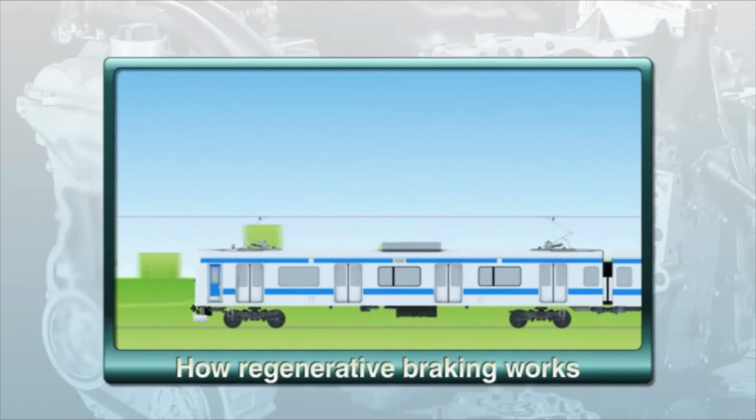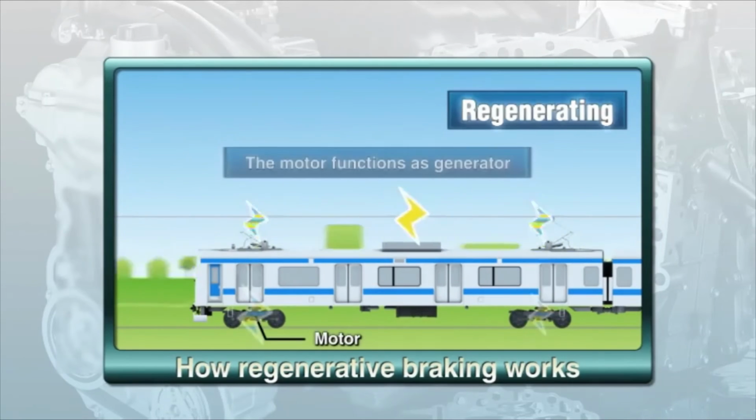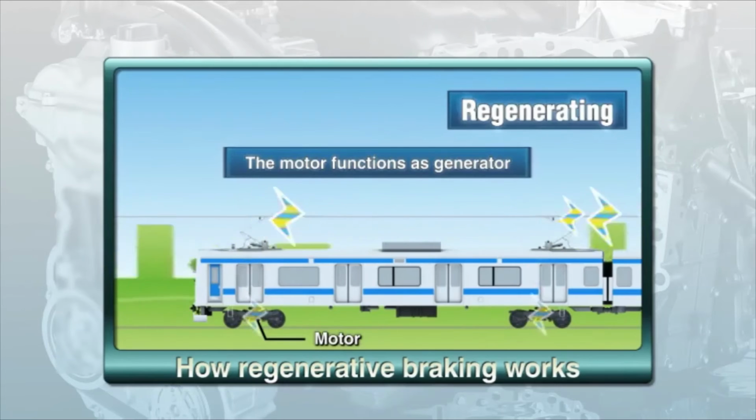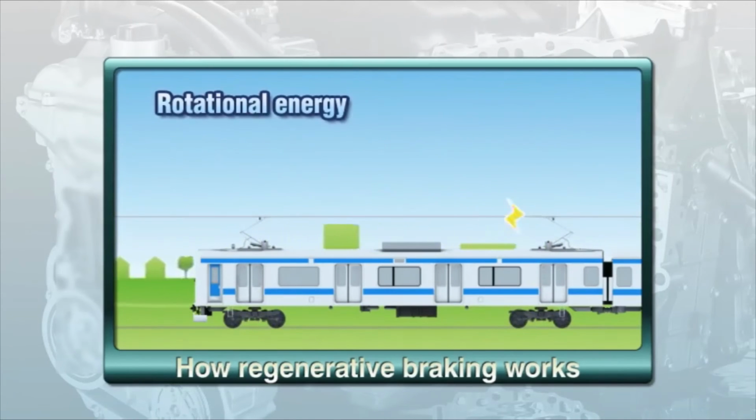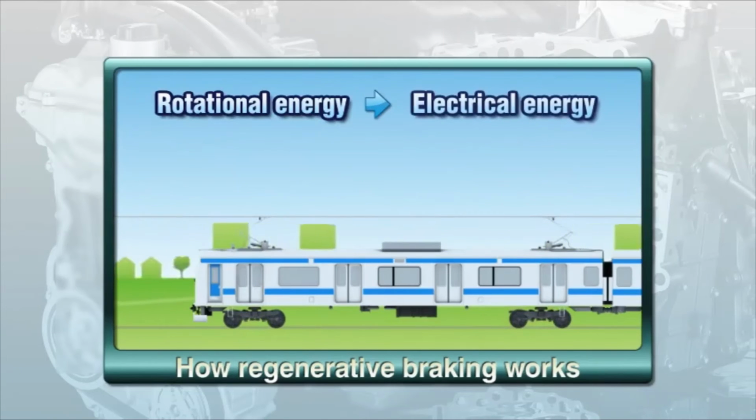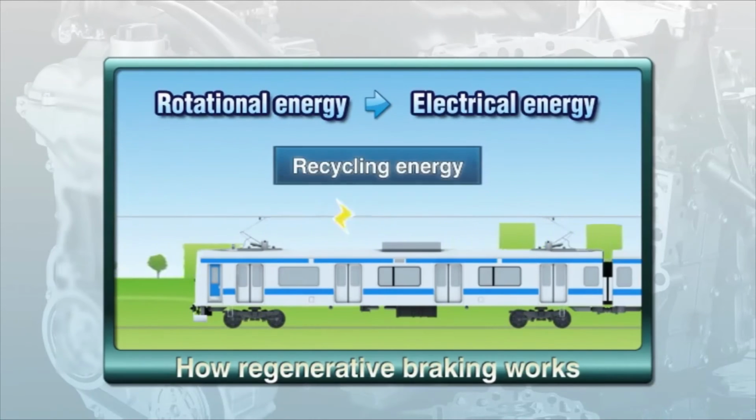In contrast, the regenerative brake reduces speed by using the traction from its motor. At that time, the motor also acts as a generator, creating energy. By converting rotational energy into electrical energy, the regenerative brake functions as an energy recycling system.